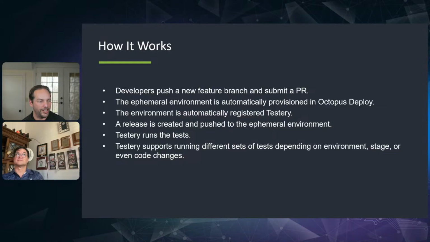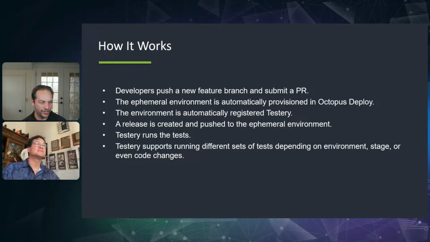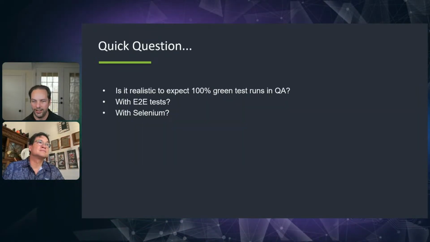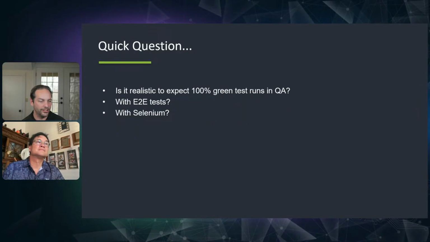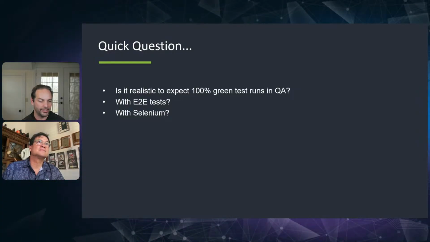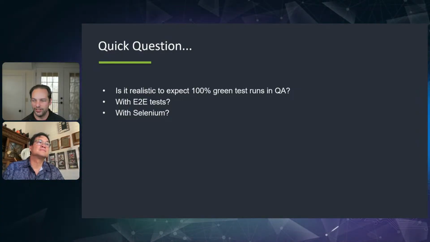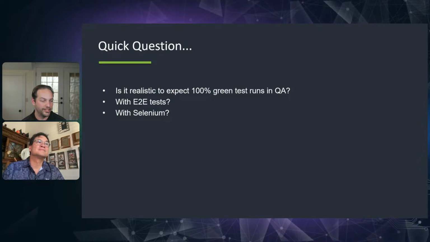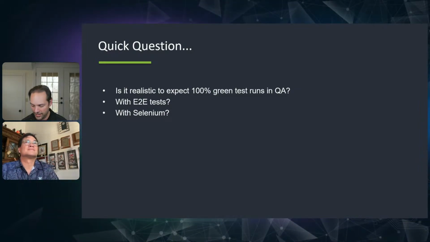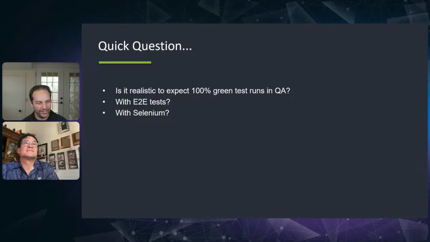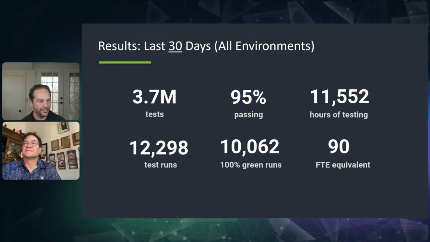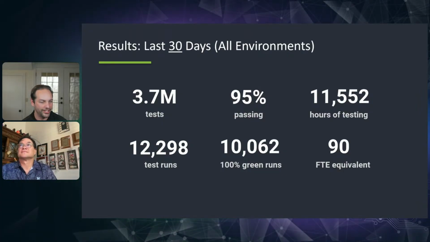And so before we dive in and let Dave share some of the results that his team is able to achieve with Octopus Deploy working with TestTree, I just want to ask a quick question here. Do you think it's realistic to expect 100% green test runs in your QA environment? And do you think it's reasonable to expect that with your end-to-end tests as well as tests that are written in Selenium? Well, I want Dave to be able to share the results here. Dave, how many times in the last 30 days did your team get 100% green test runs?